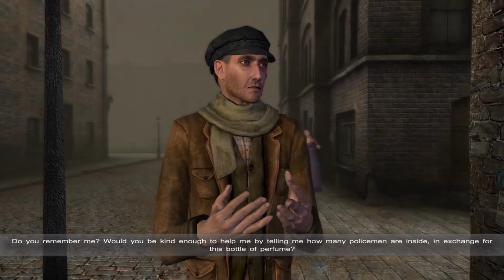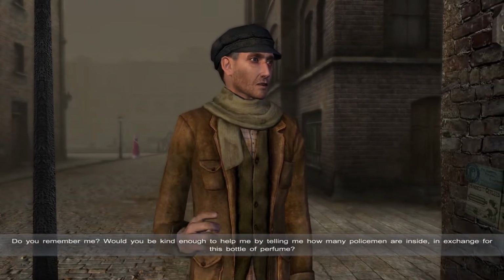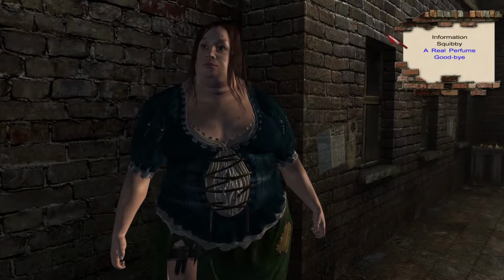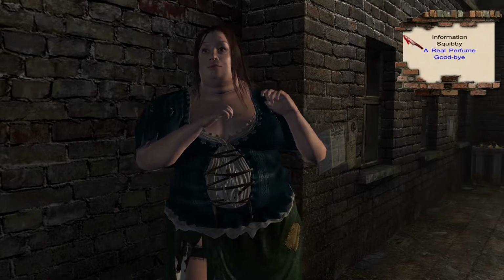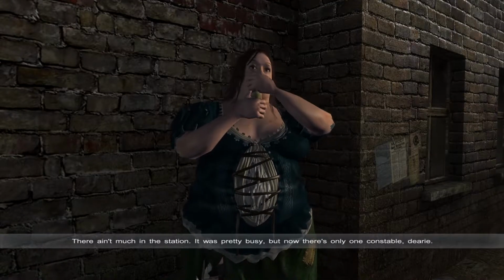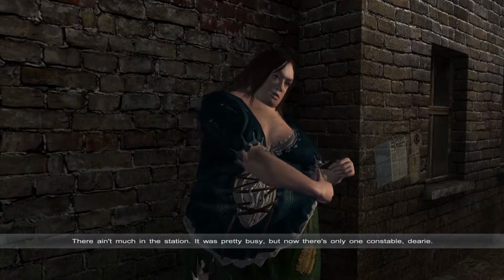Anyways, do you remember me? Would you be kind enough to help me by telling me how many policemen are inside in exchange for this bottle of perfume? It's real perfume. There ain't much in the station. It was pretty busy, but now there's only one constable, dearie.